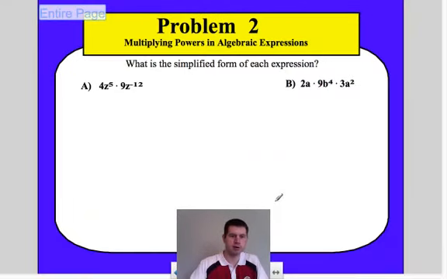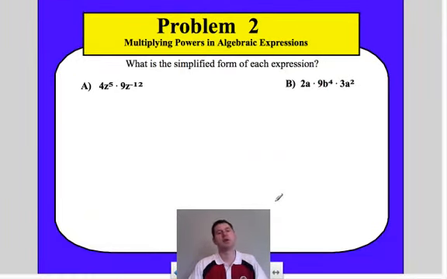All right, let's look at problem 2. Problem 2 says, what is the simplified form of each expression? So we have 4z to the fifth times 9z to the -12th. Now we've got a lot of stuff going on. Like I tried to talk about in earlier sections, you have to understand that this is not in parentheses, so it's not 4z all to the fifth. 4 is just to the first power, z is to the fifth. 9 is just to the first power, z is to the -12th.